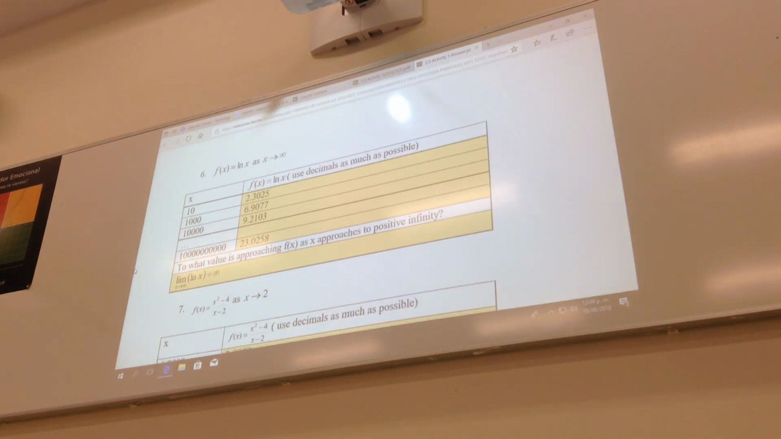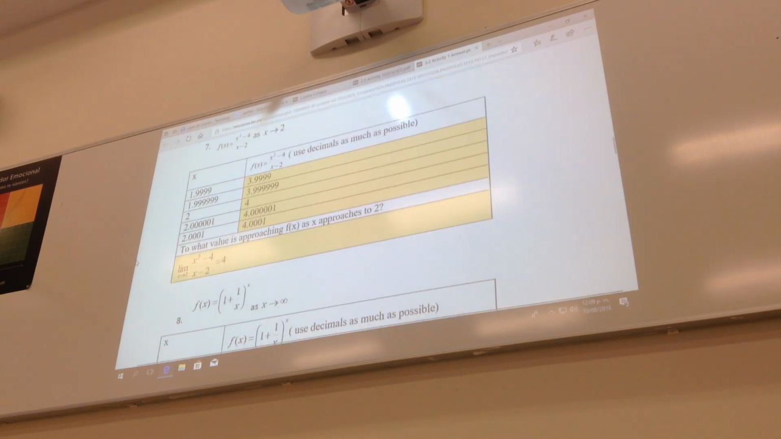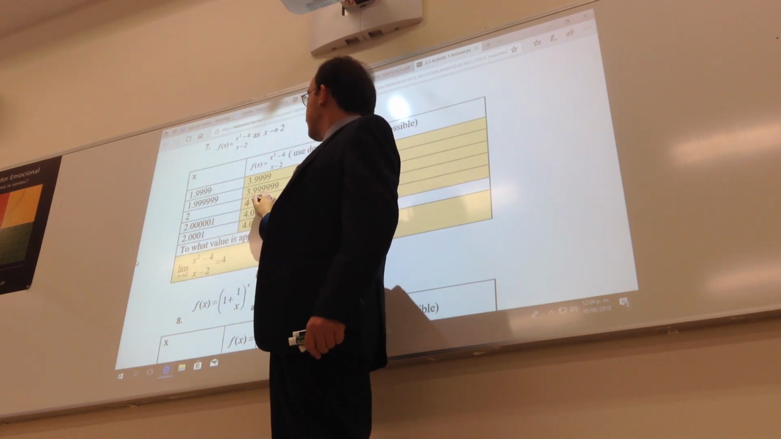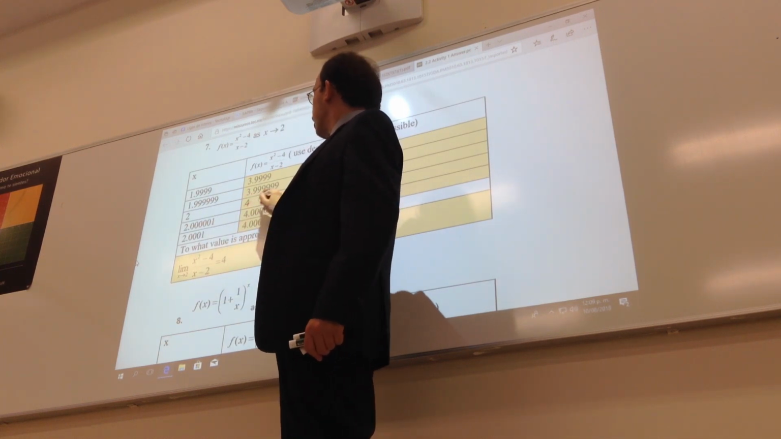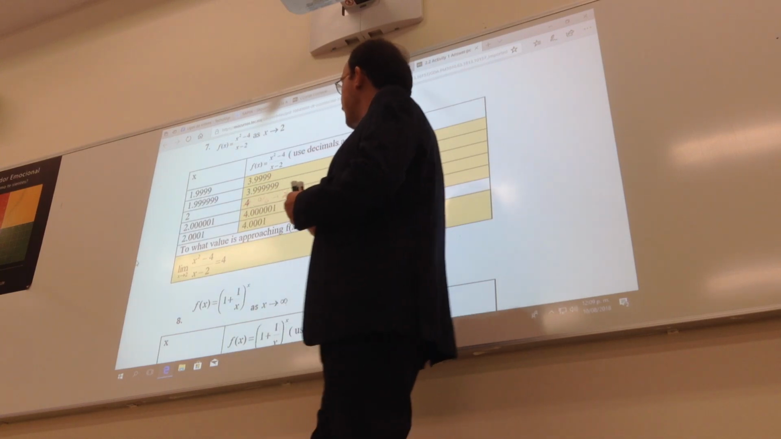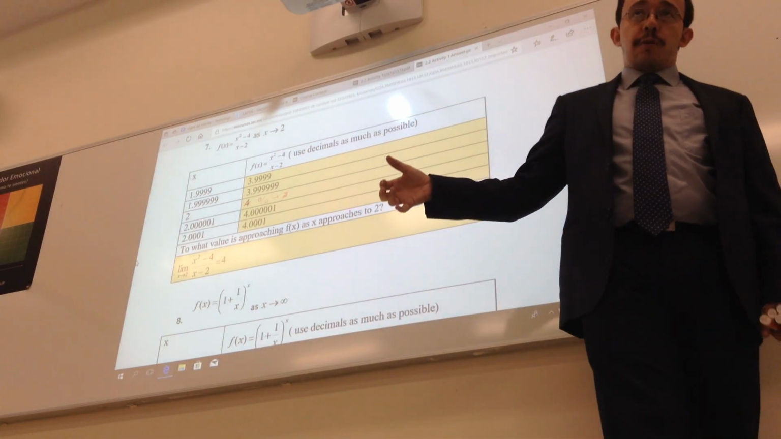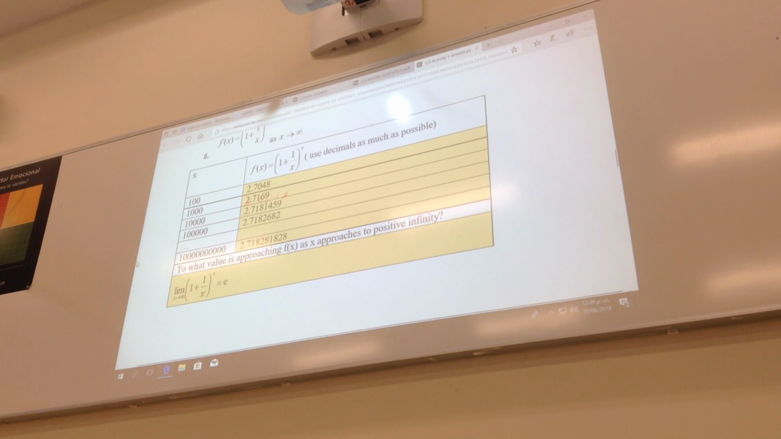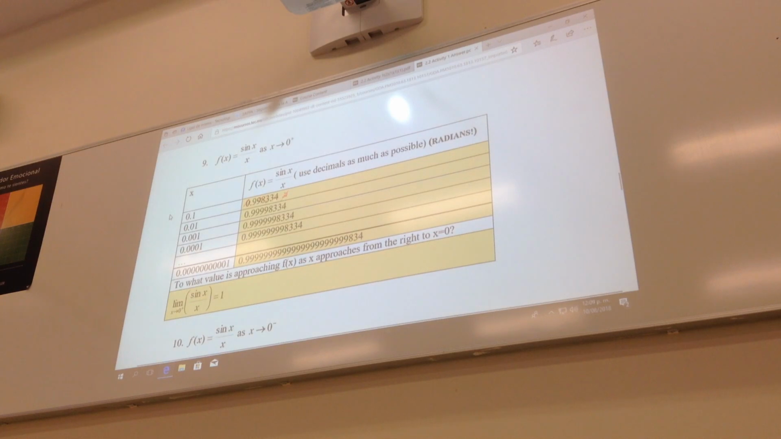Number 6, ln of x as x approaches infinity. 10 is 2.3, then 6.9, 9.2, 23.03. So the answer goes to infinity. Number 7, approaches 4. There's a little correction here. When you evaluate at 2, the answer is that it doesn't exist. Okay, not 4, it doesn't exist, but the limit approaches 4. Number 8, we did it yesterday. It approaches e, the Euler number. Number 9 and number 10.